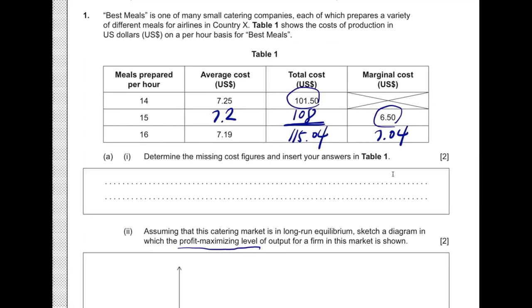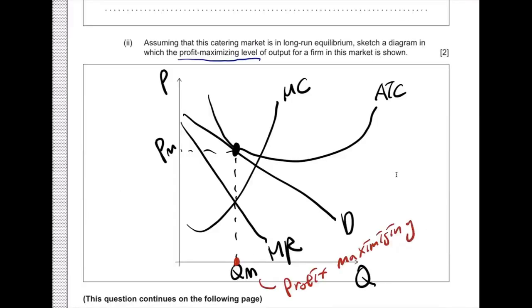Actually, this firm is in a monopolistic competition because there are many small catering companies. However, it sells differentiated products. So the diagram should be looking like this, having the profit maximizing point where MR curve meets MC curve. Also, the long run equilibrium has to have the price equals to ATC, but not at the lowest ATC level.